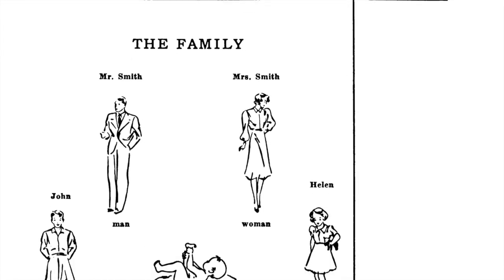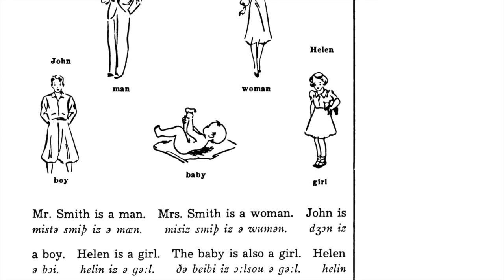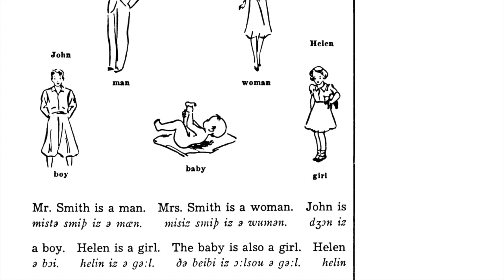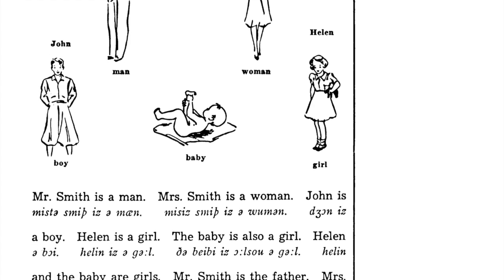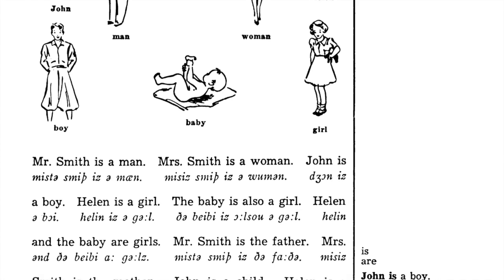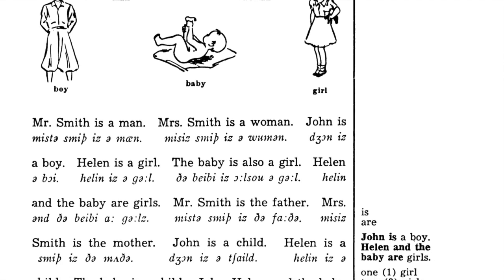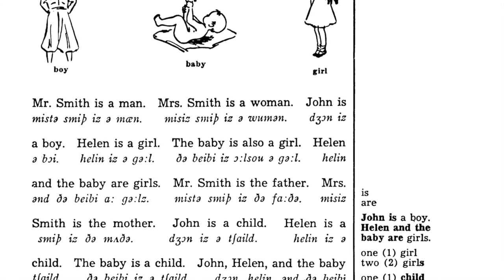Chapter 1. The Family. Mr. Smith is a man. Mrs. Smith is a woman. John is a boy. Helen is a girl. The baby is also a girl. Helen and the baby are girls.